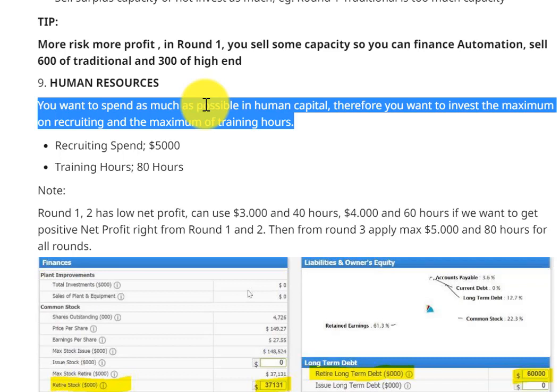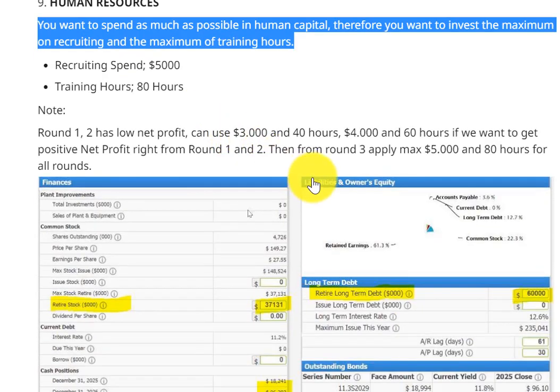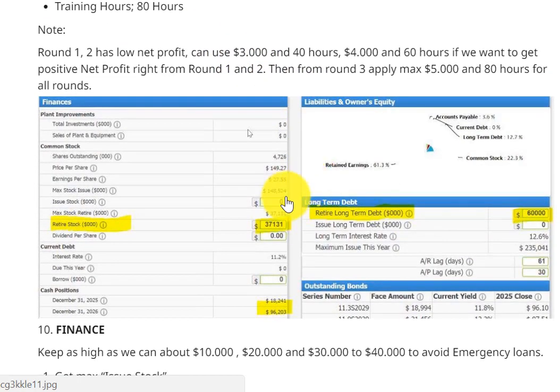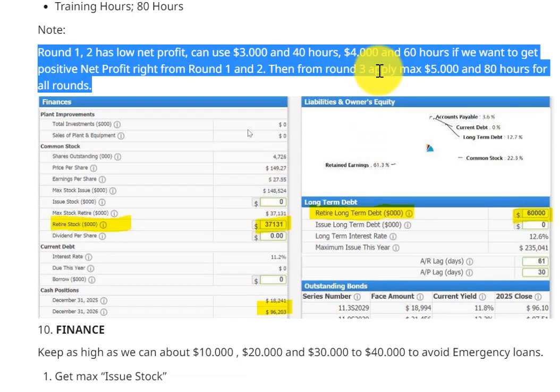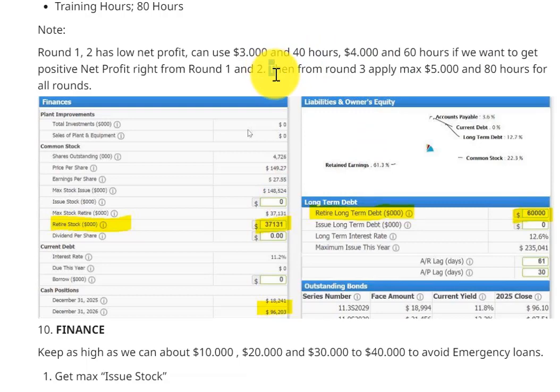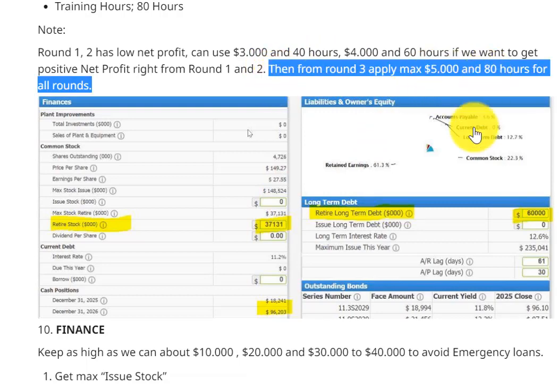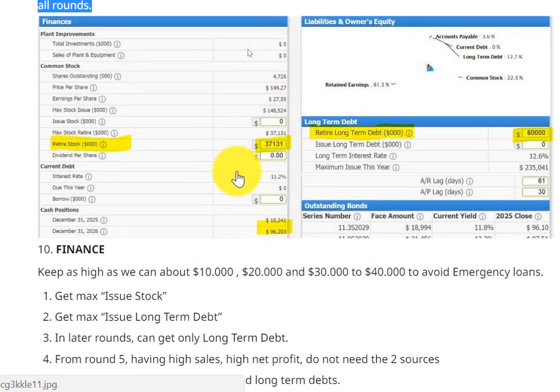So we can save some cost and get positive net profit, because positive net profit is very important in early rounds, which can affect the amount of investment in later rounds. And from round 3 to later rounds, we can use max 50 to 80 hours of training. So this is an illustration of round 8.